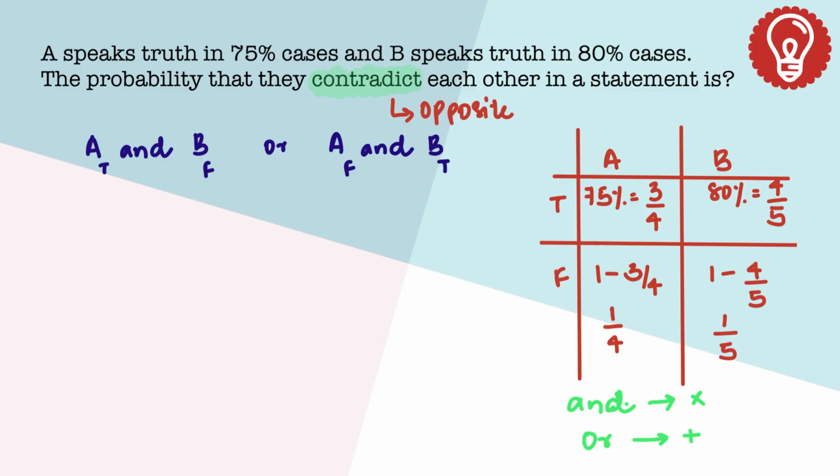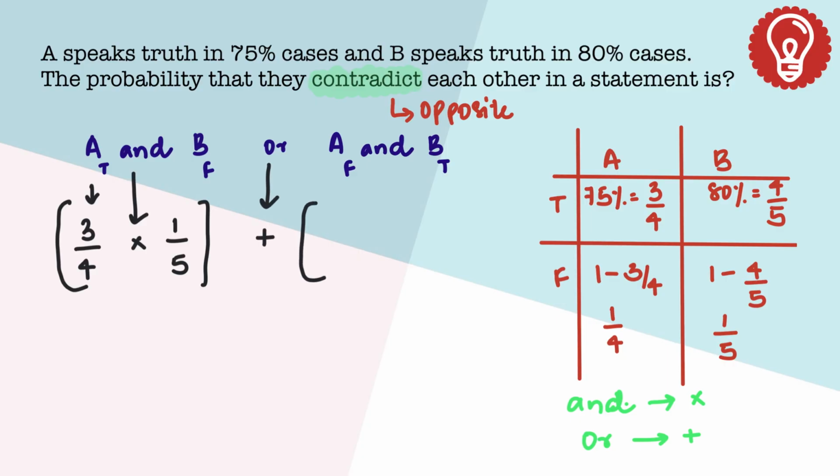So now it's just a matter of substituting the numbers in the template that we have written. That is, A is speaking truth, as in 3 times out of 4 times, and is multiplication, B speaking false is 1 time out of 5 times. That is one situation where they can contradict each other. Or is a plus. And another situation where they can contradict each other is if A is lying 1 out of 4 times, and is multiplication, and B is speaking truth 4 out of 5 times.